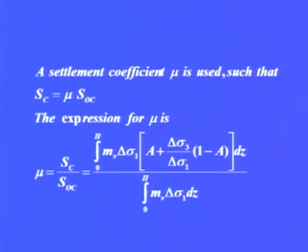A settlement coefficient mu is used such that SC equals mu times SOC, which we determine from the method. The expression for mu will then be equal to SC upon SOC. So, this will be equal to integral 0 to h of mv delta sigma 1 in bracket multiplied by A plus delta sigma 3 divided by delta sigma 1 minus A into dz, divided by integral 0 to h of mv delta sigma 1 dz, where this we determine from the one dimensional consolidation equation.